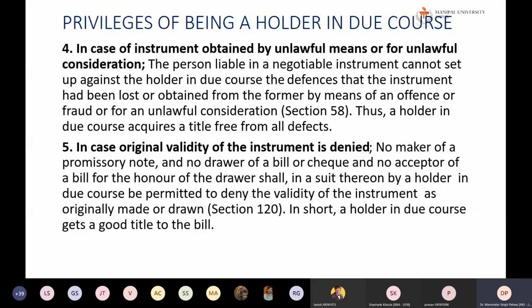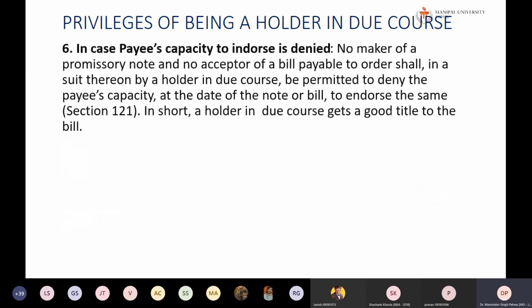In short, a holder in due course gets a good title to the bill even if the bill has a wrong signature or something else. Because the most important thing here is that a holder in due course is a person who has received it for the value which he has paid for it. So that's why he enjoys a good title free from all defects.